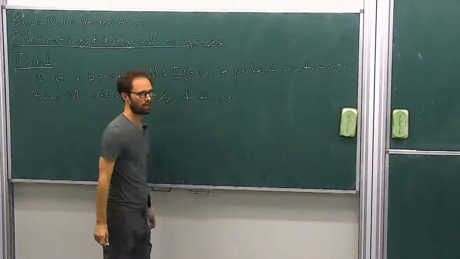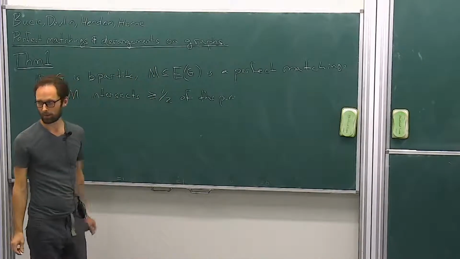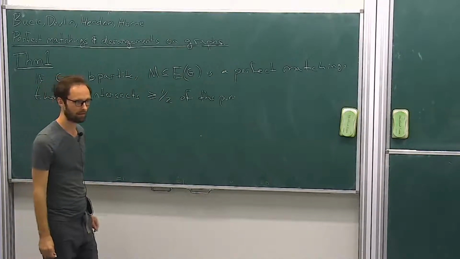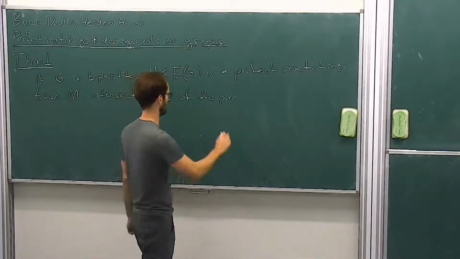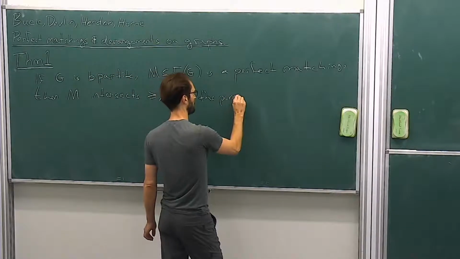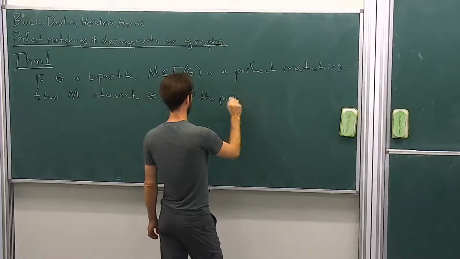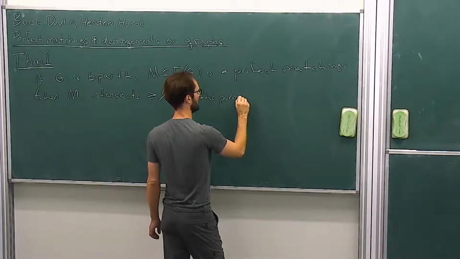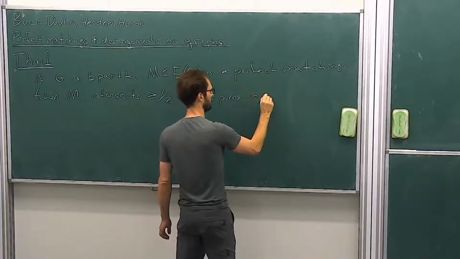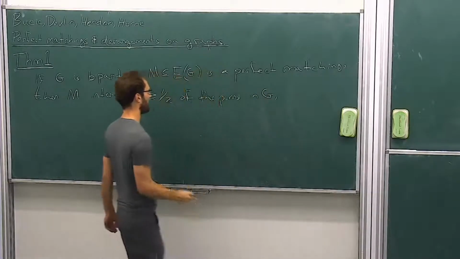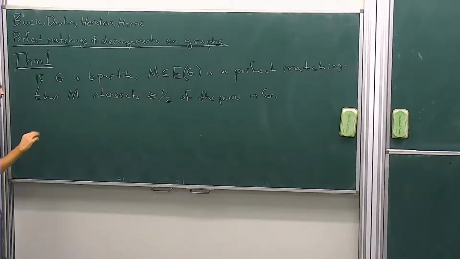Yeah, there has to be a perfect matching, otherwise the hypothesis fails. I'm just going to write PM for perfect matching because I'll write it several times. PMs in G, and there's a unique case of equality, which is a cycle.